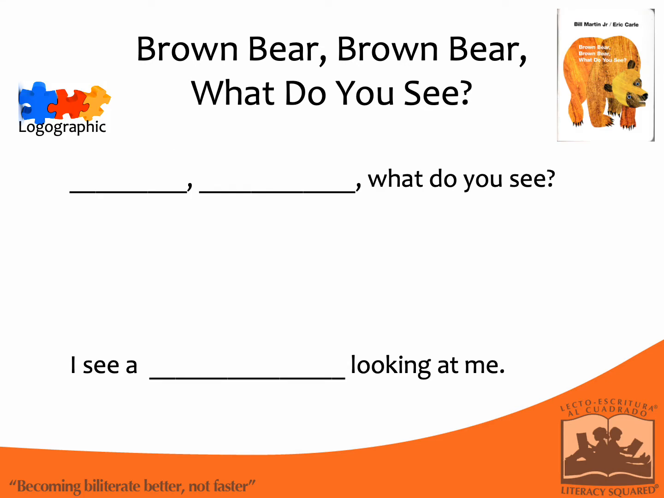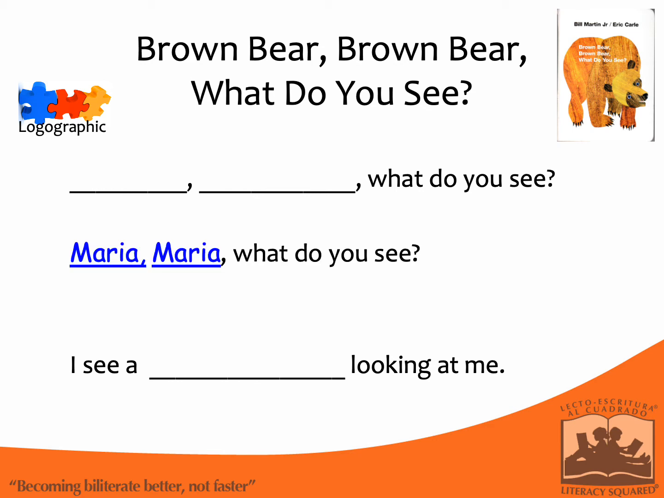This activity can then be expanded to moving from the original text to personalizing the text. The students are asked to draw a picture of something they might see and choose a color they want that object or character to be. Once students have drawn and colored their picture, the teacher provides these sentence frames in the pocket chart. "Blank, blank, what do you see? I see blank looking at me." The teacher then puts in the chart one of the students' names.